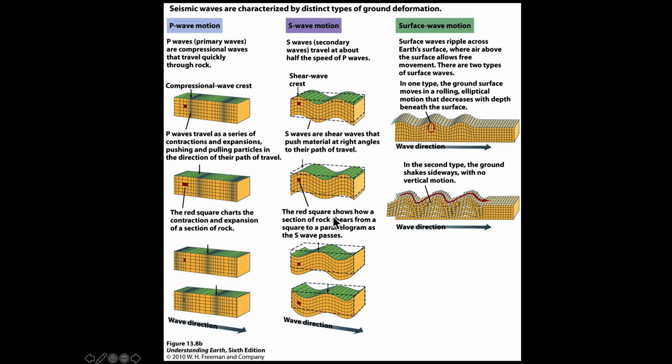This red square is going to show how a section of rock shears from a square to a parallelogram as the S wave passes. So it's going to deform. It's not only going to rise and fall, but it's going to deform in place.